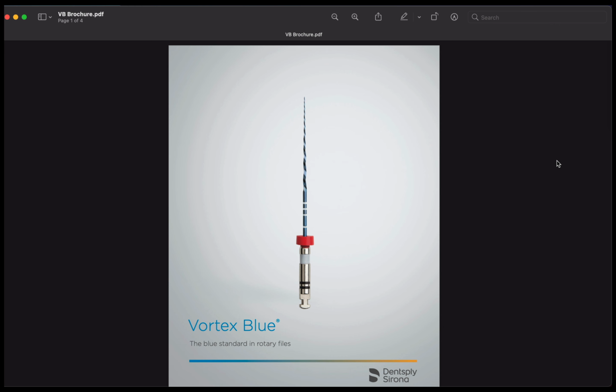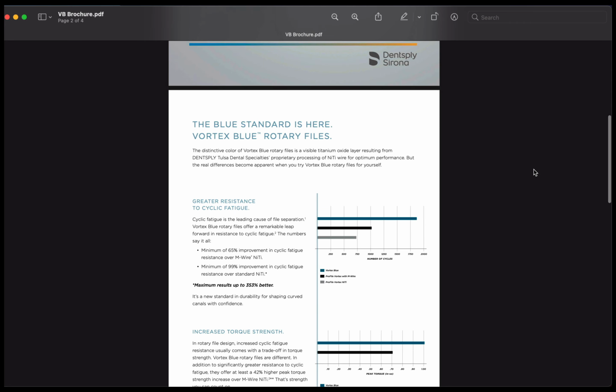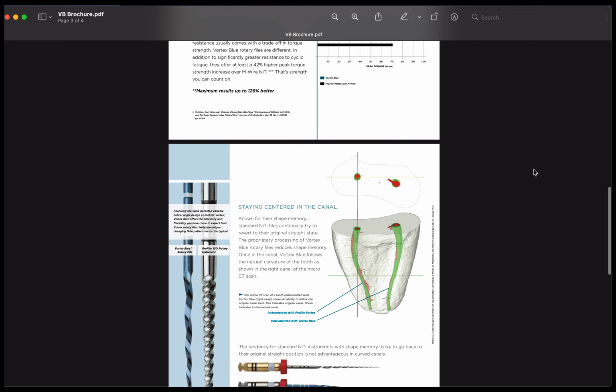What that means, essentially, in case you don't know, is starting at the very tip of the file, every millimeter, there's a 4% increase in the width of the file. So as you go further up the file, or in this case, down this file, the file gets wider at a rate of essentially 4% per millimeter. So the higher the taper, obviously the chunkier the file will end up being in the working area of the file and definitely into the coronal area of the file. Anyways, these files, like I mentioned, come in an 04 and an 06 taper.